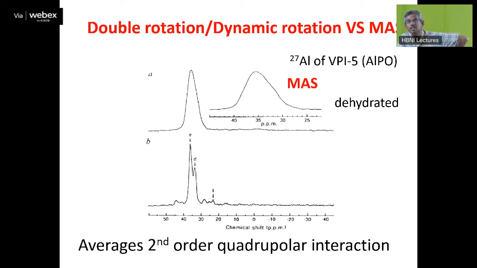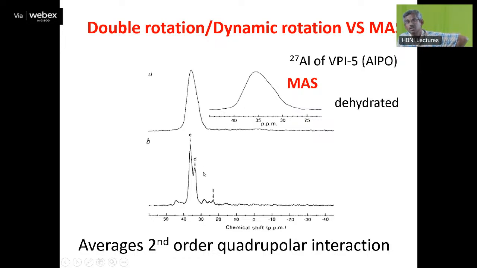Just to give a feeling of that, this compound I have already said, AlPO. AlPO is nothing but a molecular sieve. The commercial name is VPI-5. It is nothing but aluminium phosphate. If you do an aluminium-27 magic angle spinning NMR, you see how broad a line it is. Very, very broad. It is extending from almost 28 ppm to almost 40 ppm.